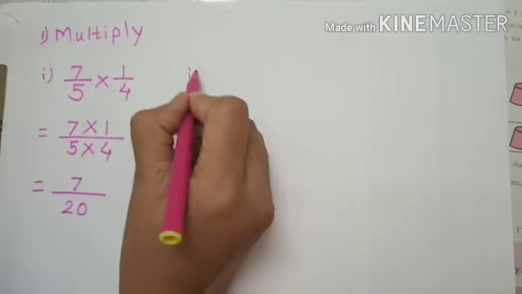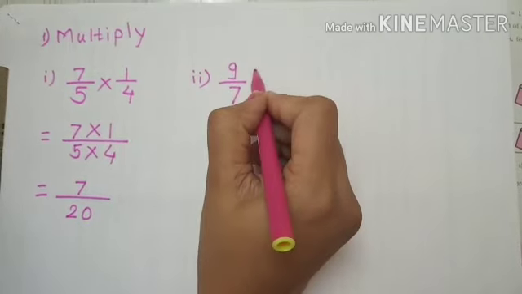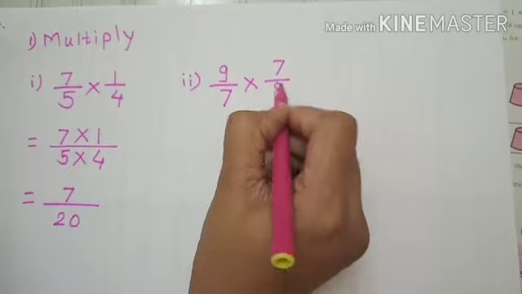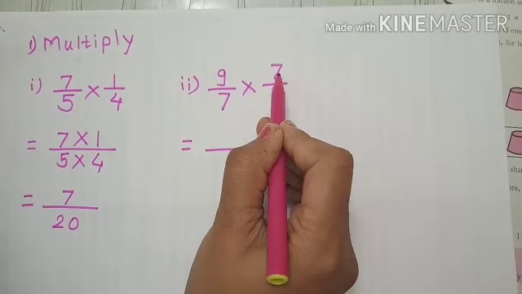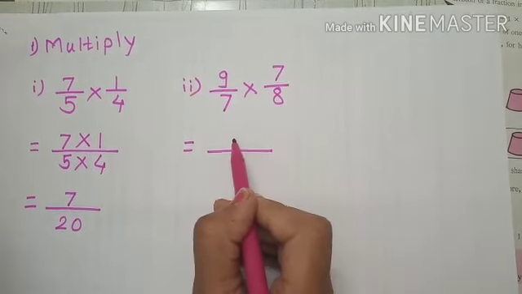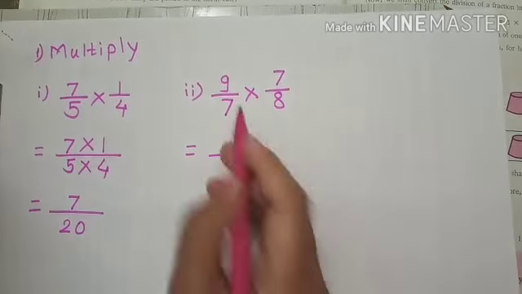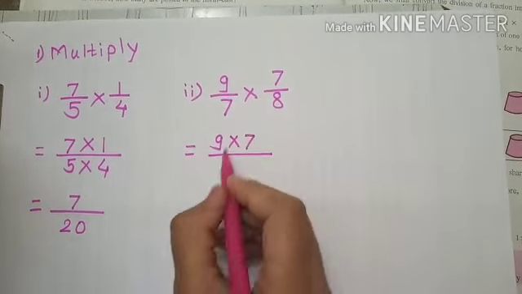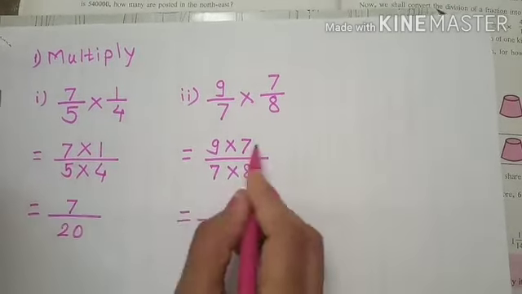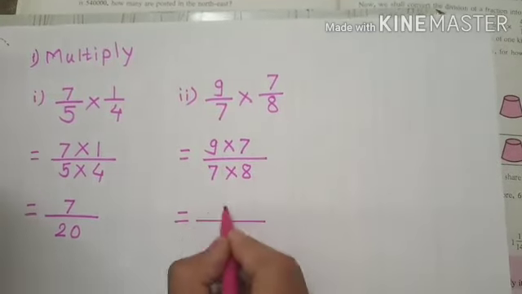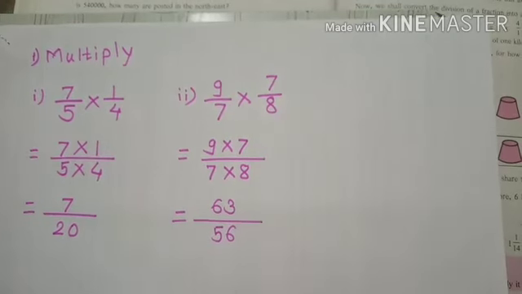Second example, 9 upon 7 multiplied by 7 upon 8. We have to simply multiply the numerators and write the product of the numerators in the numerator, and the product of the denominators in the denominator. 9 sevens are 63, 7 eights are 56.